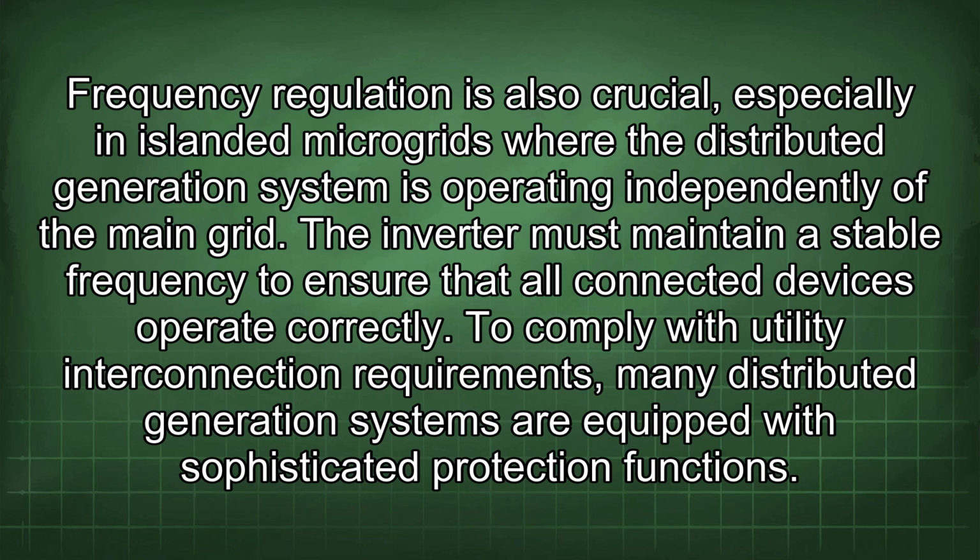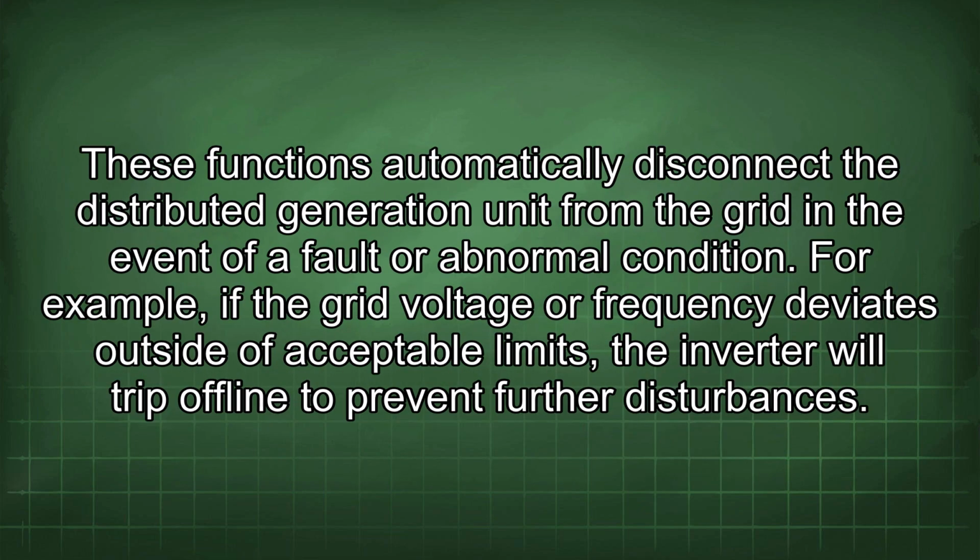Frequency regulation is also crucial, especially in islanded microgrids where the distributed generation system is operating independently of the main grid. The inverter must maintain a stable frequency to ensure that all connected devices operate correctly. To comply with utility interconnection requirements, many distributed generation systems are equipped with sophisticated protection functions. These functions automatically disconnect the distributed generation unit from the grid in the event of a fault or abnormal condition.